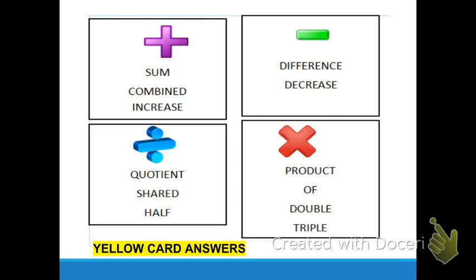Quotient, shared, and half indicate we probably have division. Multiplication is product of. What does it mean when we double something? Multiply it by 2. What does it mean when we triple something? Multiply it times 3. By the way, what does it mean when we half something? We divide it by 2. Good. Okay, and then subtract. We have difference and decrease.